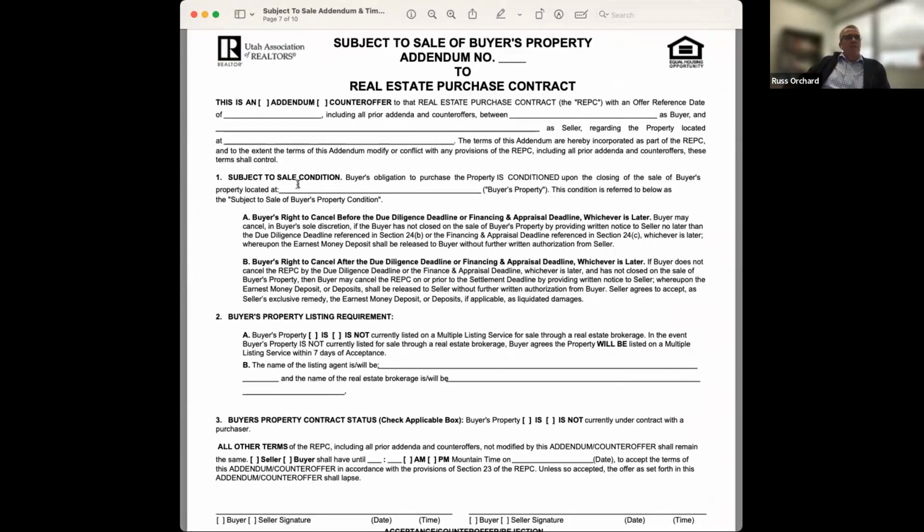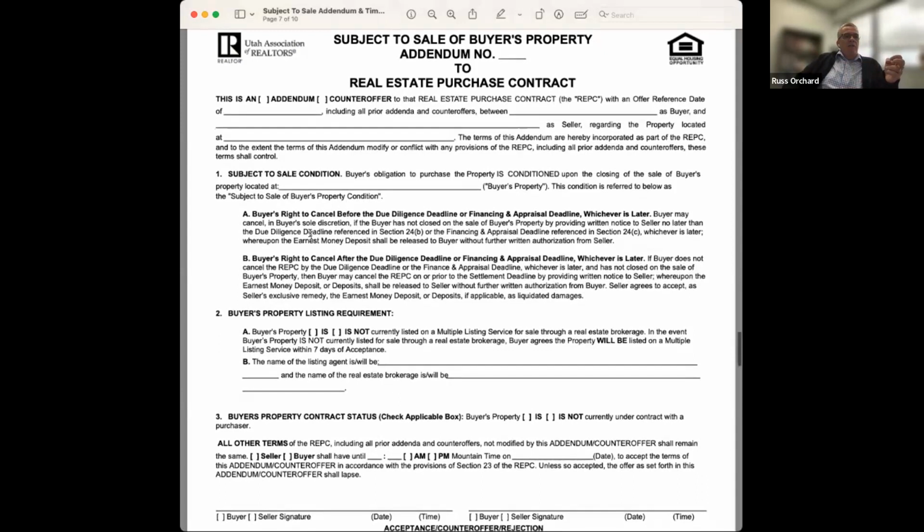But then right here is subject to the sale conditions. So the buyer's obligation to purchase the property is conditioned upon the closing of the sale of the buyer's property located at, and then obviously you're going to put in the property address there. And then this condition is referred to below as the subject to the sale of the buyer's property condition. Well, once we've done that, then the buyer has 2 different rights here in terms of canceling. One is before the due diligence deadline or the financing and appraisal deadline, whichever is later. The other one being the buyer's right to cancel after the due diligence deadline or financing or appraisal deadline, whichever is later.